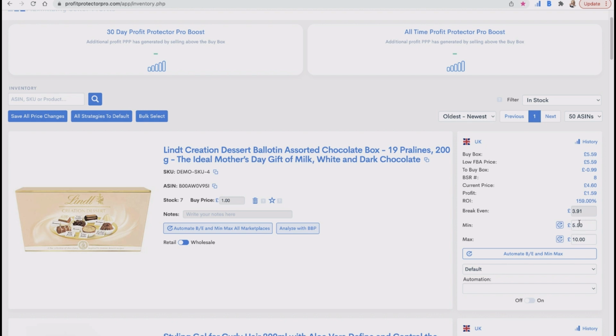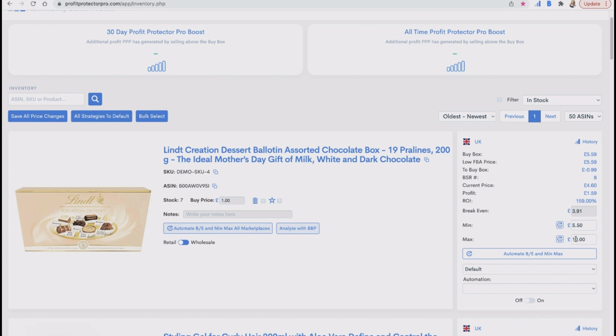So that has to include some nice profit, because it may well be that Profit Protector Pro will sell some of the products at this price, depending on the strategy that you've chosen. So you've got your minimum, your maximum price, and the reason you have to put a maximum in is because Amazon don't like it when you sell your products too high.